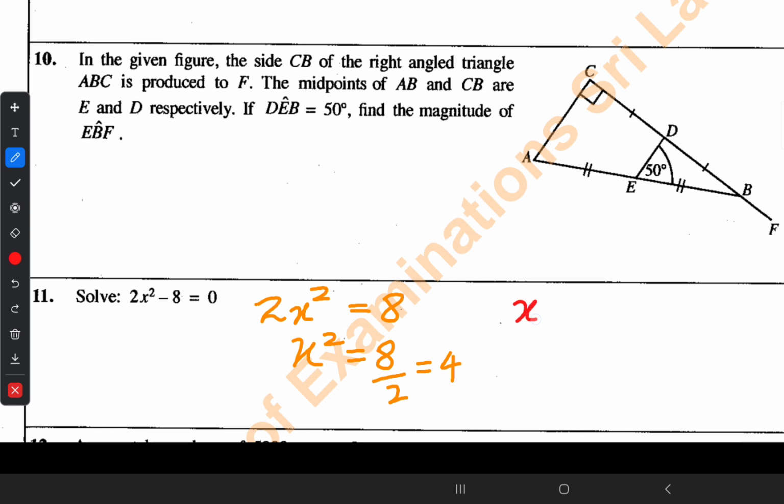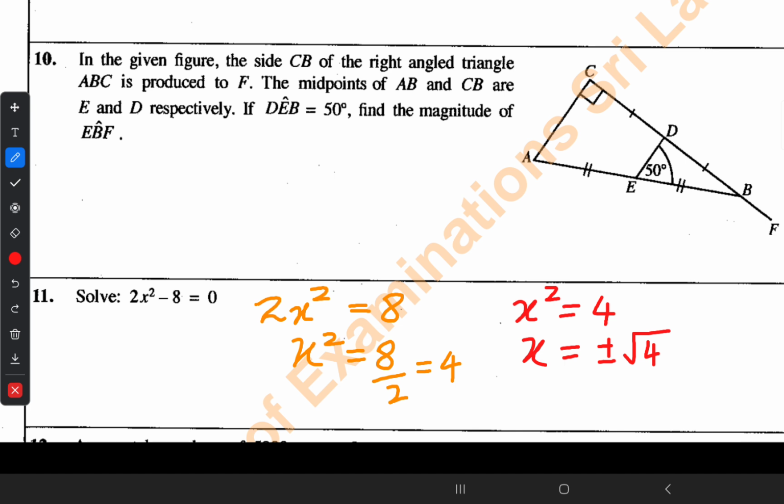x² = 4. To find the x value, we have to take the square root of this 4. x would be equal to plus or minus the square root of 4. This is the important thing. This is the place where most of the students get stuck. They forget to indicate this plus or minus mark. When you are moving a square to the other side as a square root, it's compulsory to indicate the plus or minus sign.